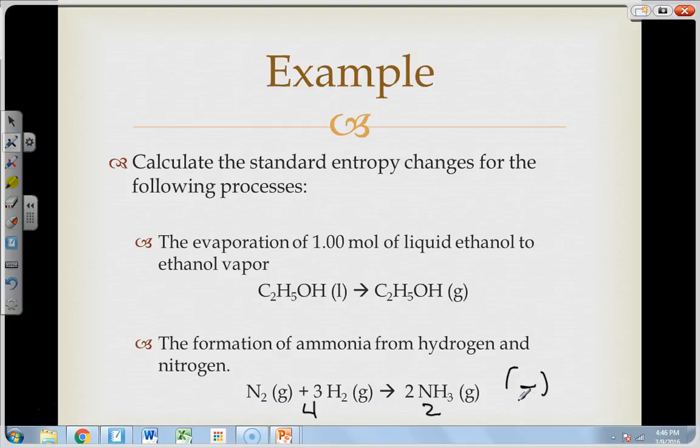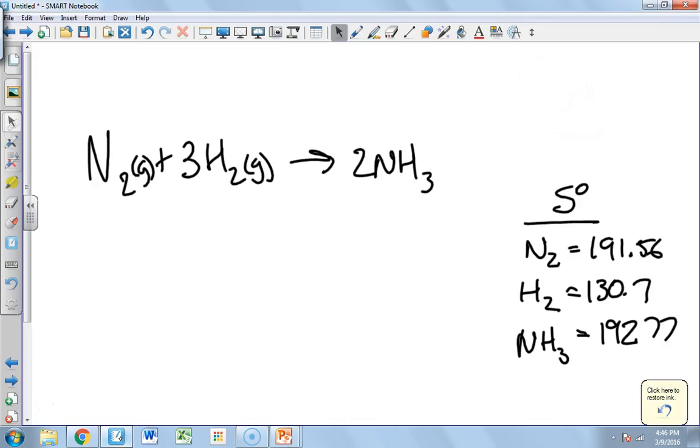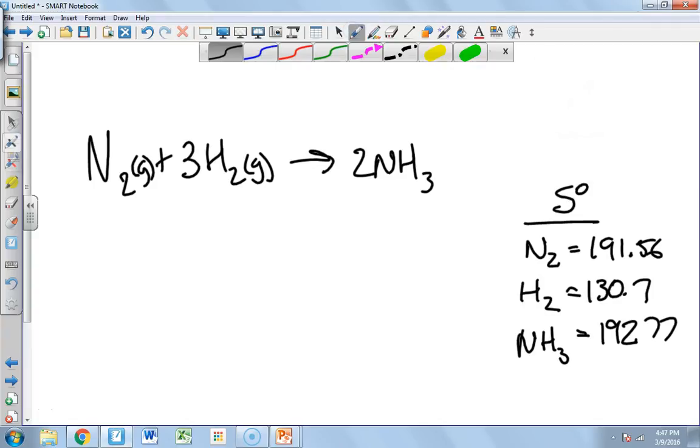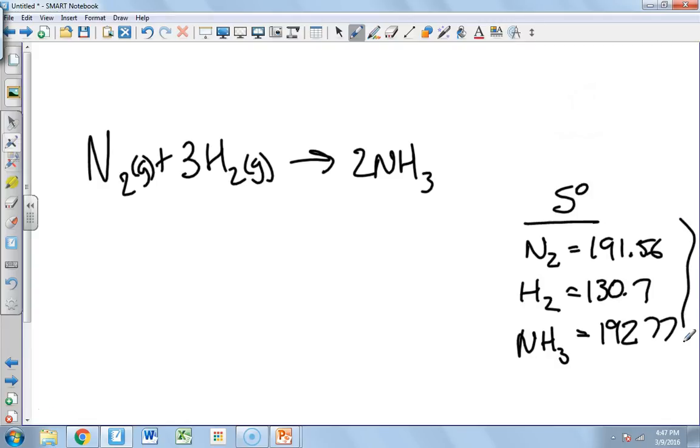So the sign of the delta S in this case should be negative because it's going to go from 4 moles of gas down to 2. So it should lose randomness. Okay, so let's look at the problem and see what we get. Again, I look up these values in the table of thermodynamic values.